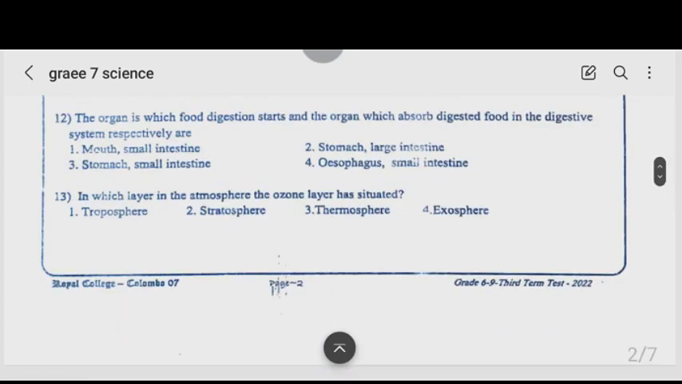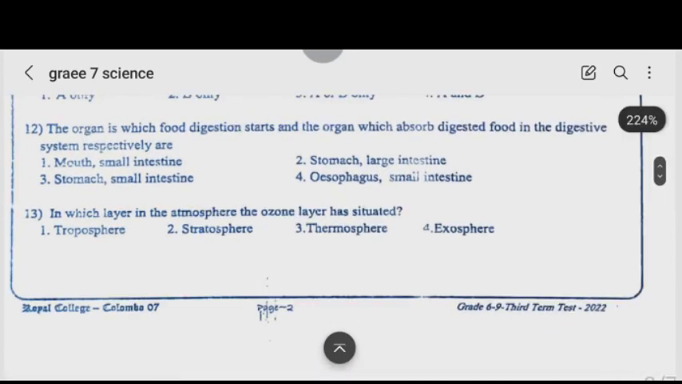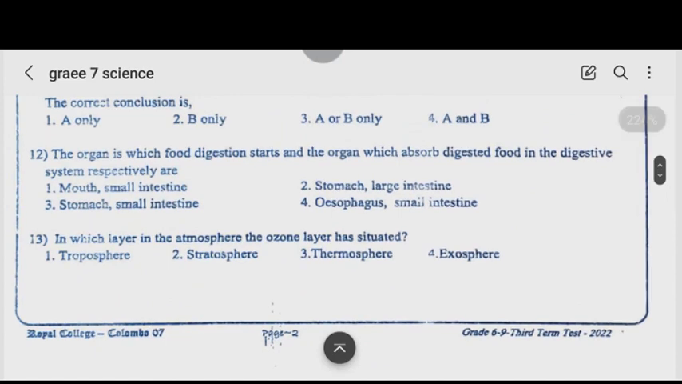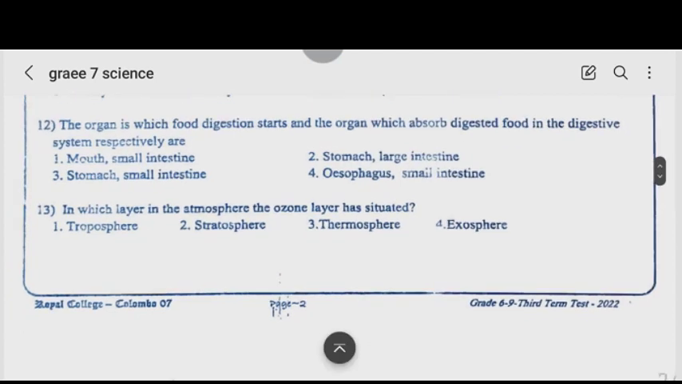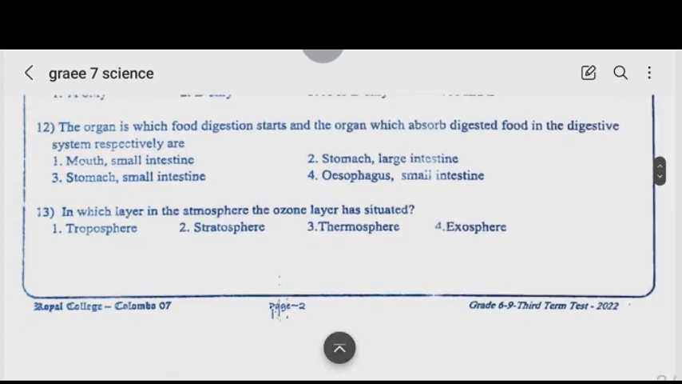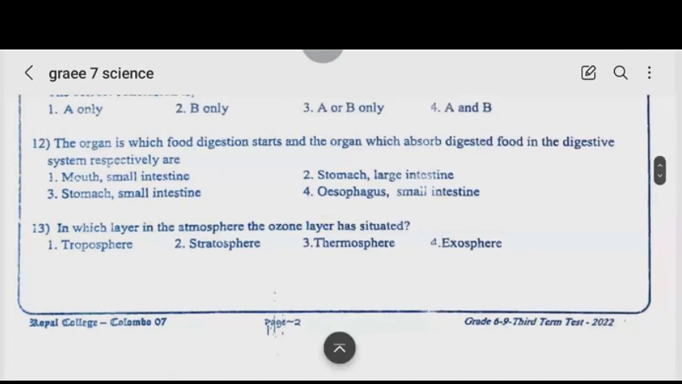12th one. The organ in which food digestion started and the organ which absorbs digested food in the digestive system, respectively. First they're asking you which organ food digestion started. Where does food digestion start? First tell me where the food digestion started, children. Is it stomach? Esophagus? Mouth. It's mouth. Very correct.